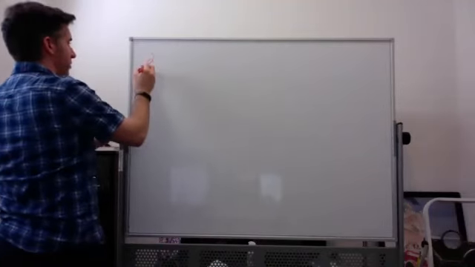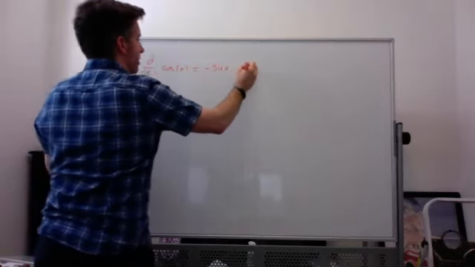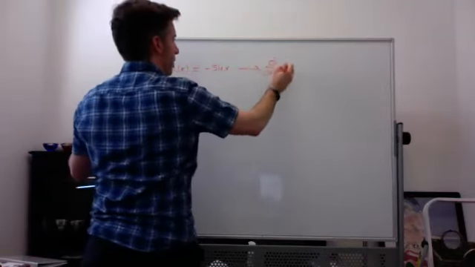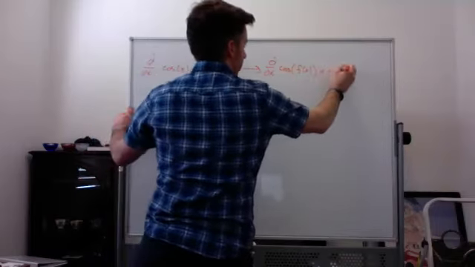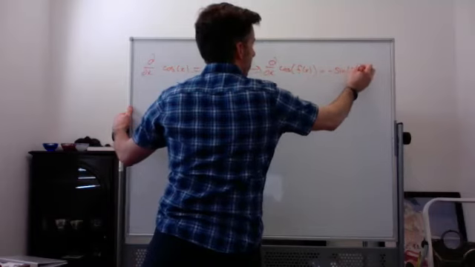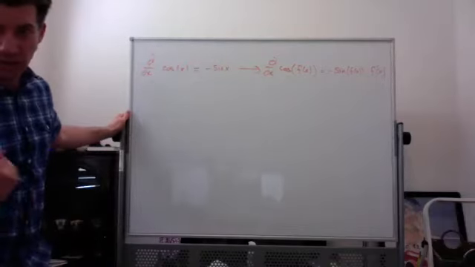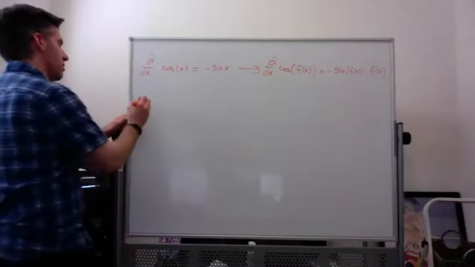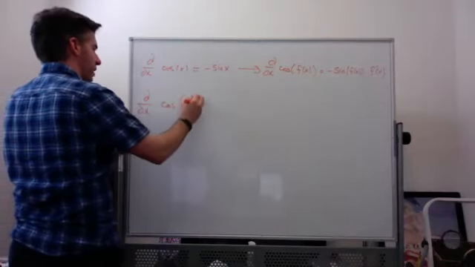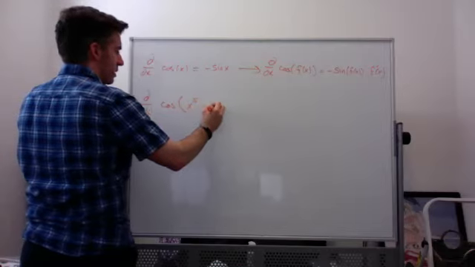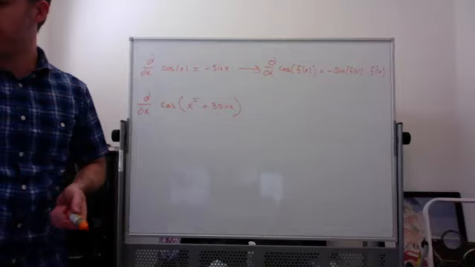If I'm taking the derivative of cosine of x, it's equal to negative sine of x. And if I'm taking the derivative of cosine of some function or some stuff, it's negative sine of that stuff times the derivative of that stuff. So here's what I would like you to do. I'm going to give you a minute. Find the derivative of cosine of x to the 5th plus 3 sine of x. Go ahead and try that.